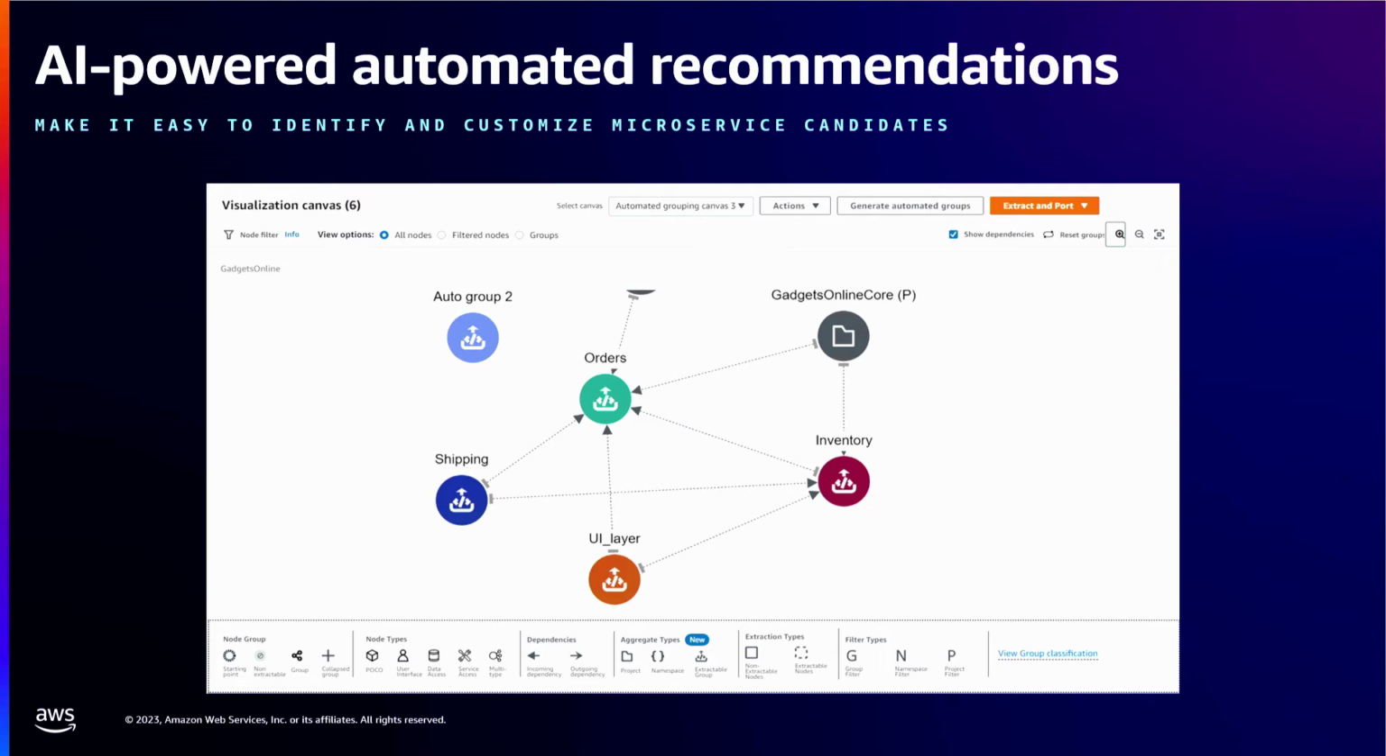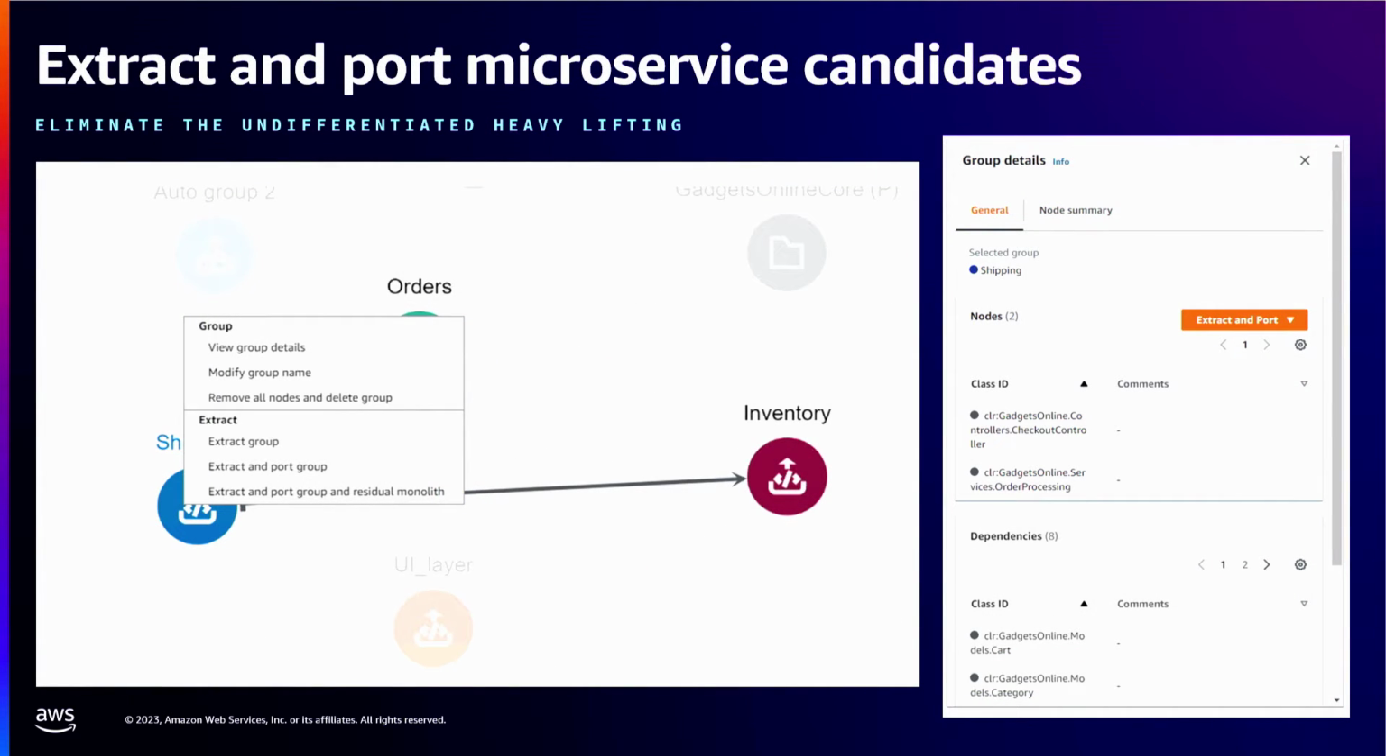It will identify what classes belong together. Once you create those, you right-click. In this example, you right-click on the shipping group. When you right-click, it gives you the option to extract the code, or you can do extract and port at the same time. Like Ronit said, once you have extracted a new service that you're going to give to a specific team, why stop at just extracting? You can port at the same time. That way, the extracted service can be run on lightweight Linux containers rather than heavy Windows containers. So the tool provides you that capability as well.